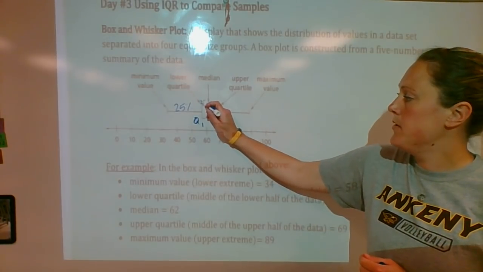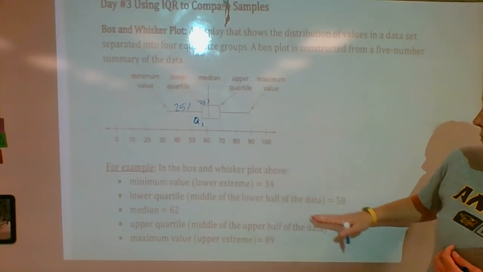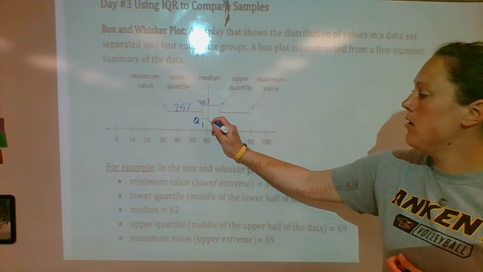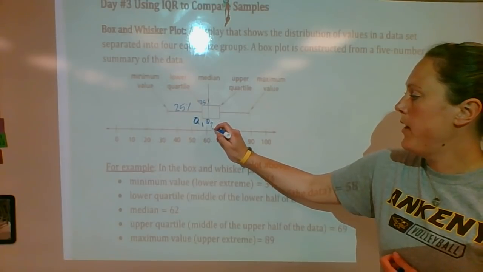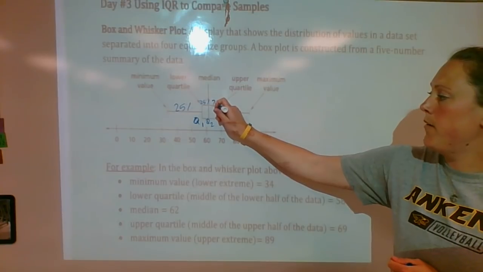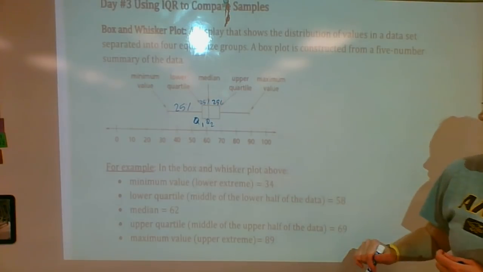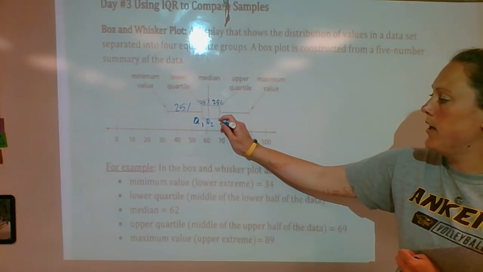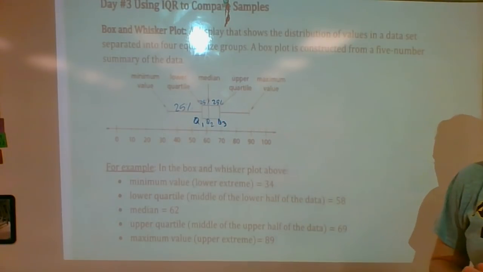Then another 25% of their data answered from 58 to then the median was 62. The median, in terms of box and whisker plot, you may see abbreviated as Q2. Another 25% of their data would have then fallen between my 62 to the 69. This upper quartile is what we call Q3.